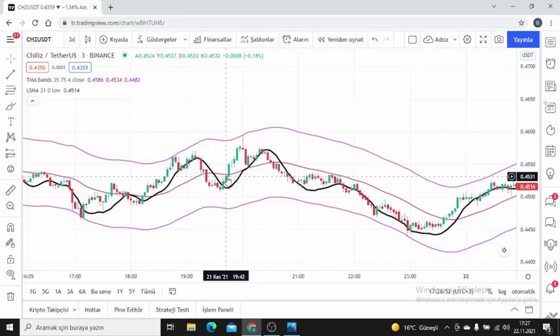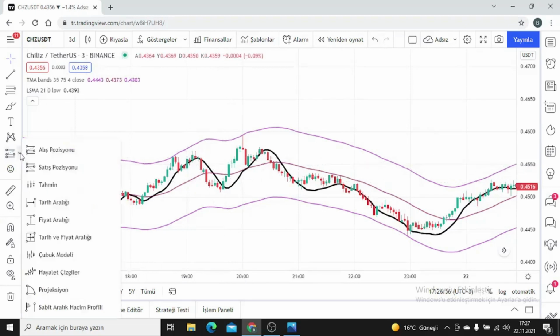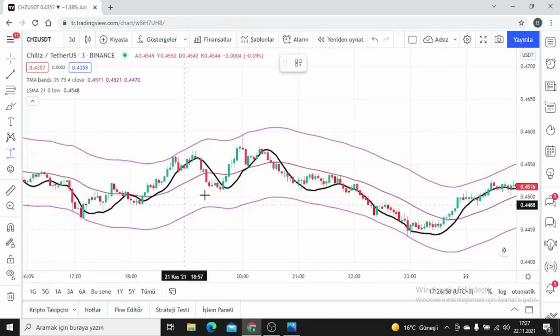But as I always tell you, after making a purchase in these regions, if you put a stop or a sell in the nearest TMA band, you will get out of there. Or you can trade with small profits.